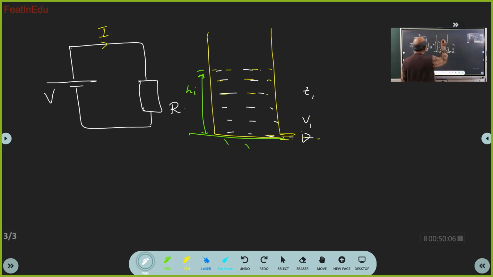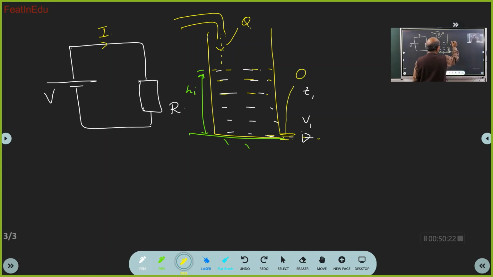Now, what I will do, I will have one more tap on the top, from which water is falling in. Now, the amount of water falling in is the same as the amount of water leaving. So the amount of water in the tank is constant, and the height of the water in the tank is constant. So the discharge is constant because the height of the water column is constant.